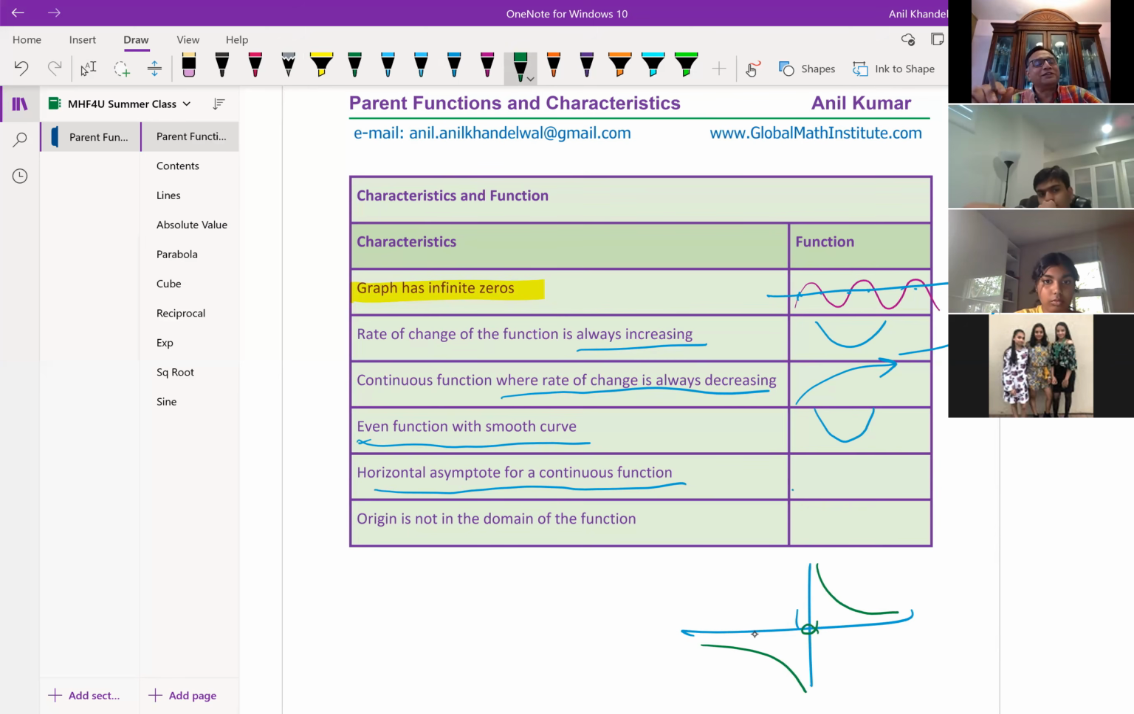That is called discontinuous. Is that clear to you? It is not continuous. There is a restriction in domain. In between, x is not equal to 0. So now tell me, horizontal asymptote for a continuous function.